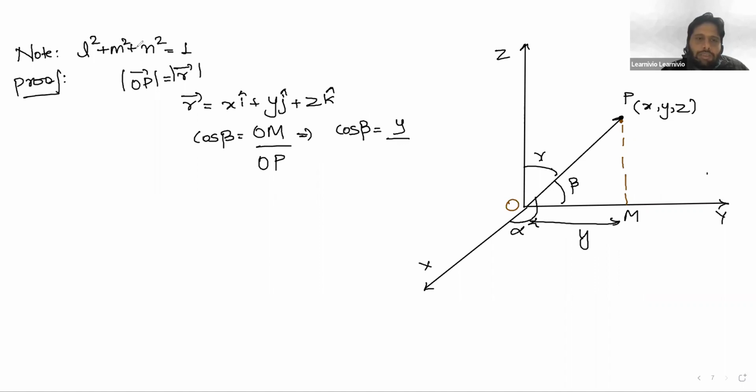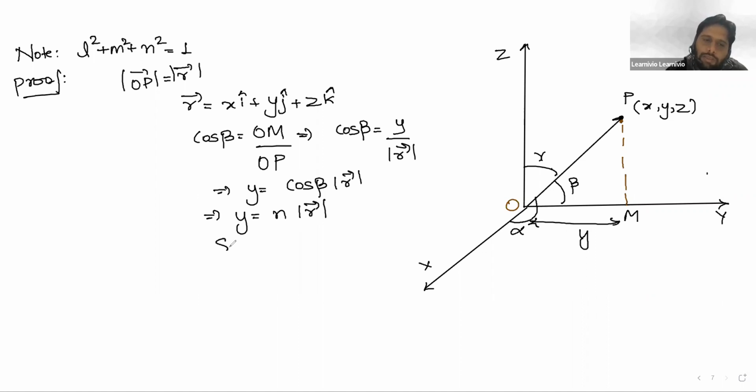Y by OP. So OP is what? OP is magnitude of R. So you can say Y is equal to cos beta times magnitude of R. And what is cos beta? It is M. So Y is M magnitude of R. Similarly, X is equal to L magnitude of R, and Z is equal to N magnitude of R.